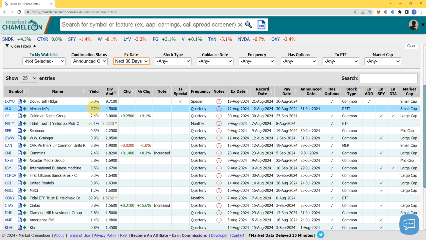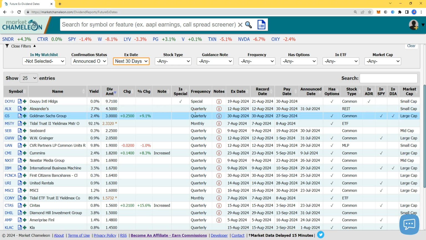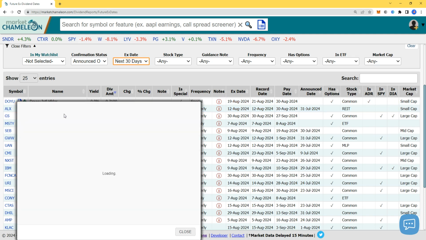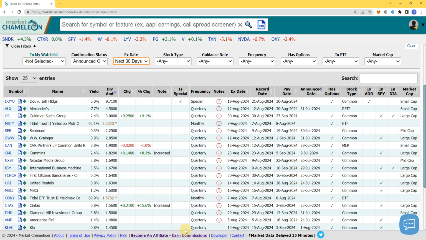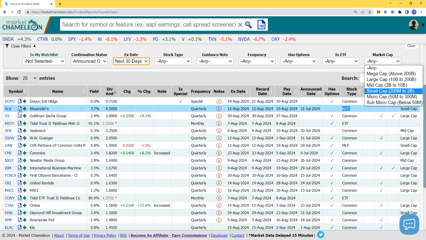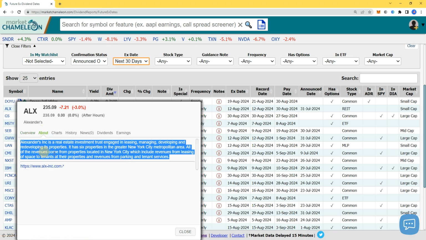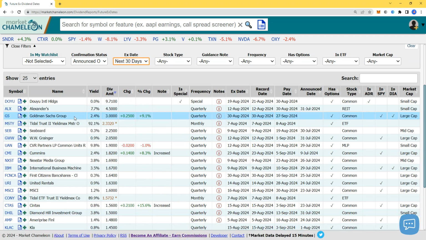ALX, Alexander's. Dividend of 7.7%, $4.55. So that's quarterly dividends, probably a high-priced stock, like 200 or 300, yeah, 235. So you still get 7.7%. The dividend is right here. If you want to learn more about them, small cap, okay? Interesting. What do they do? I don't know. But before you dig any deeper, it tells you what they do. You can just click on About. Alexander's is a real estate company leasing and redeveloping properties, six properties in the New York metropolitan area. All revenue comes from properties in New York. Interesting. So this is a New York City REIT.